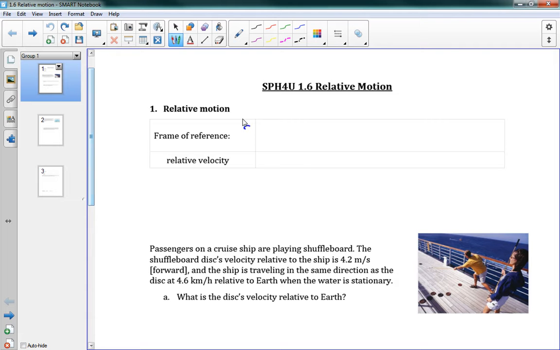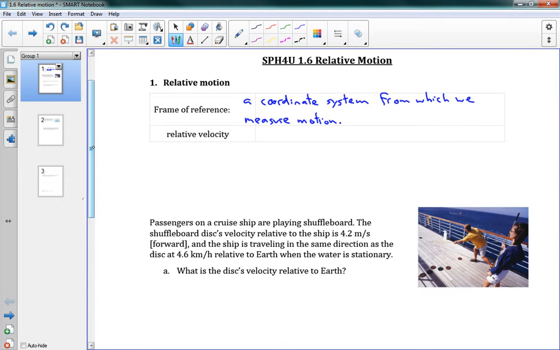A frame of reference is a coordinate system from which we measure motion. So really any motion we measure needs to be from some frame of reference.